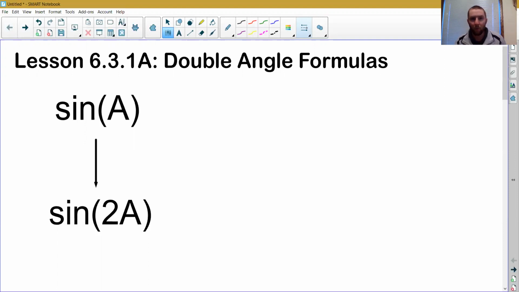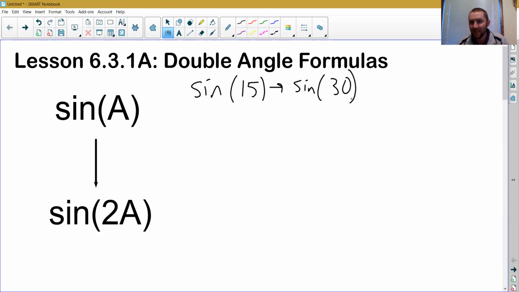So to start with, we will start with the sine of 2 times any angle. We have the sine of some angle, sine of A, and we want to go from sine of A to sine of twice as much as A. For example, this would be like going from the sine of 15 degrees to the sine of 30 degrees. We're just doubling the angle inside the sine function, and it does not just double the sine. That's important to note.